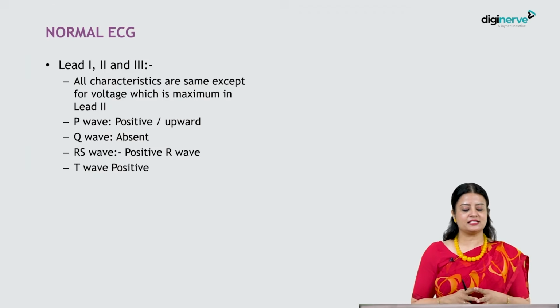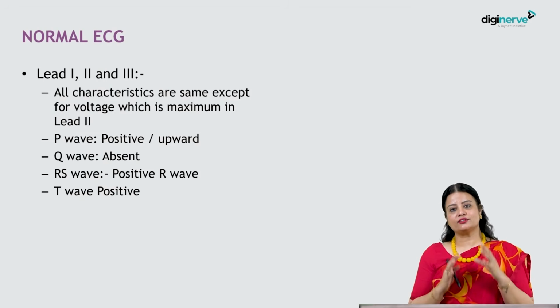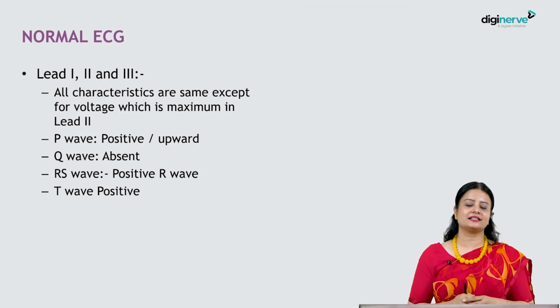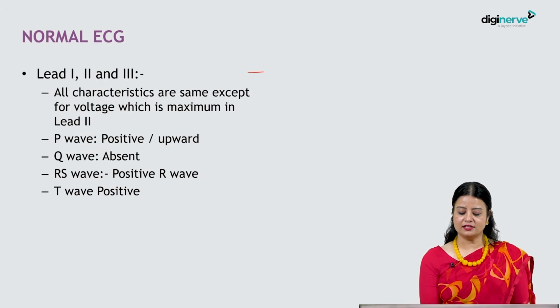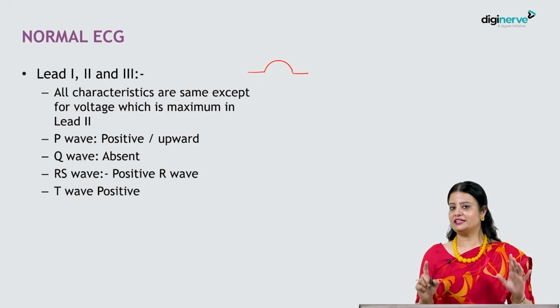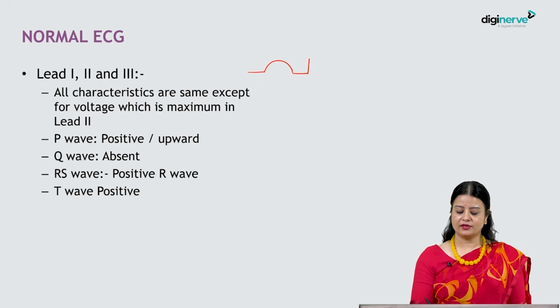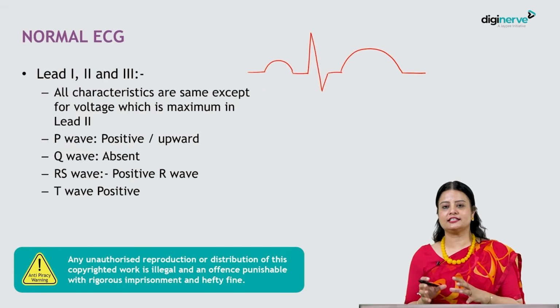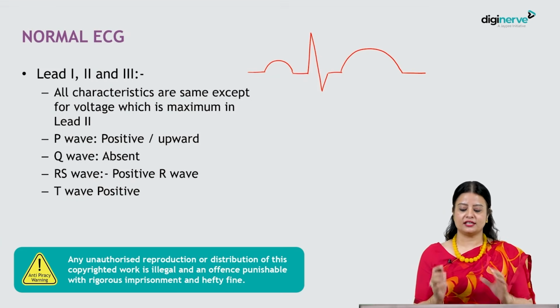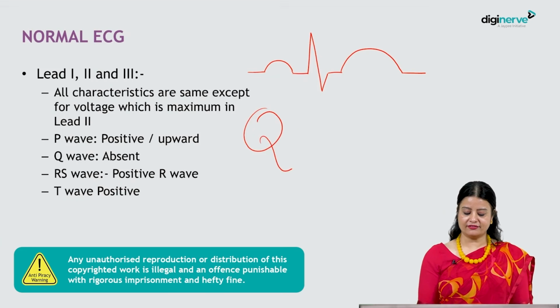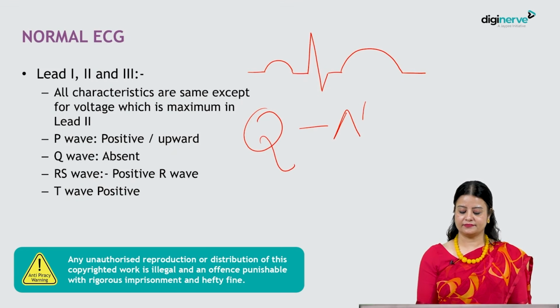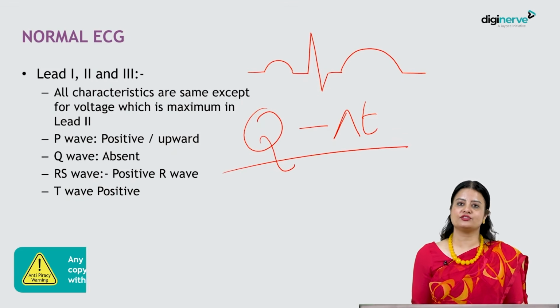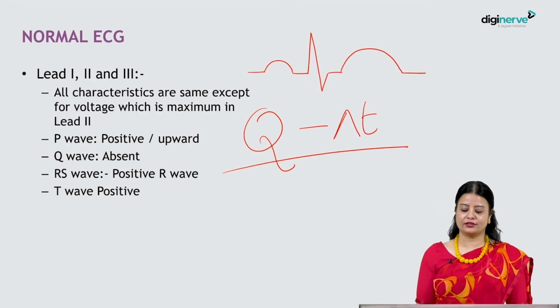So in a normal ECG, all the characteristics recorded in leads 1, 2 and 3 are the same. That means we have a positive P wave. We don't record any Q wave in leads 1, 2, 3. We have an R wave, an S wave, and a T wave. Remember, the Q wave is absent in leads 1, 2 and 3. It is not recorded there.